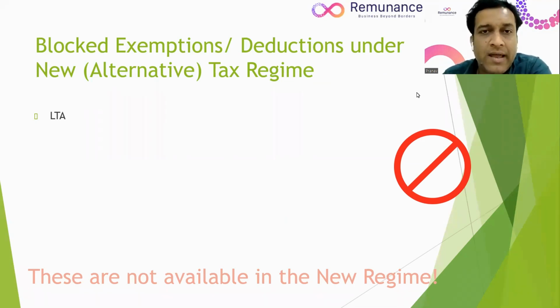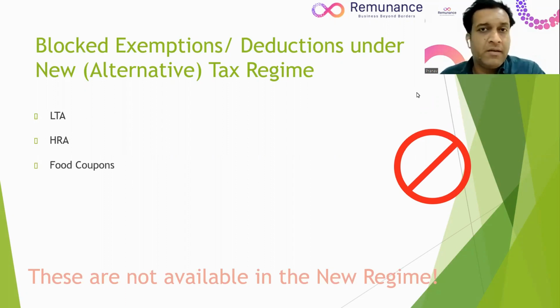So what are those exemptions? You must be familiar with leave travel allowance, right? Then house rent allowance, then food coupons you must be receiving, right? All these are not going to be deducted now. Okay, no benefit of this from a tax point of view.